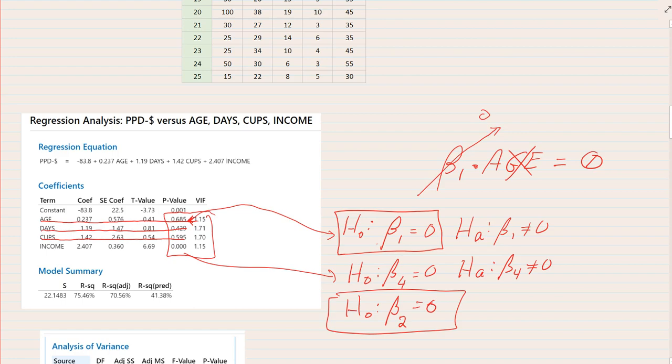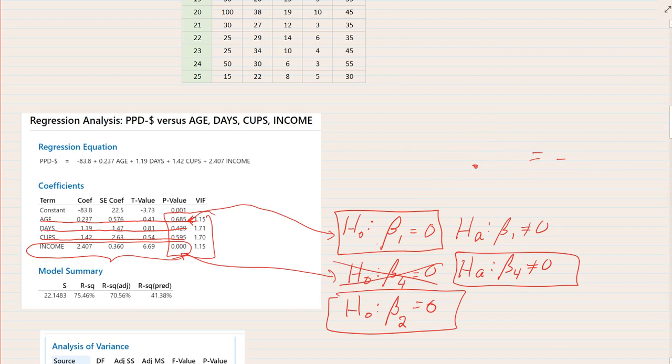The only one that's really meaningful for us to keep is this one. It's income. Look at the p-value. The p-value is almost 0. That means we have highly significant results. So we're going to reject this null hypothesis for beta 4 being 0. So beta 4 is not 0. If beta 4 is not 0, that means we need income in our model. Okay, so that's how we interpret these p-values.